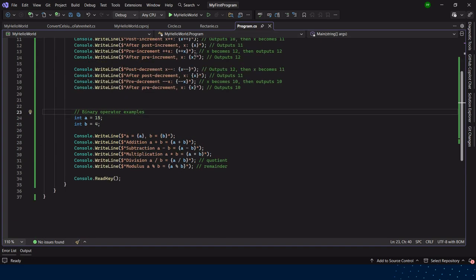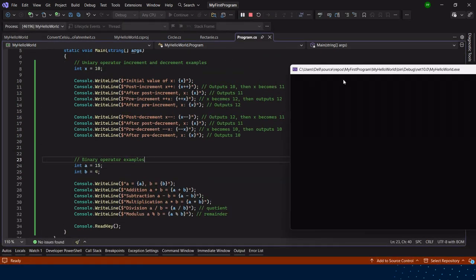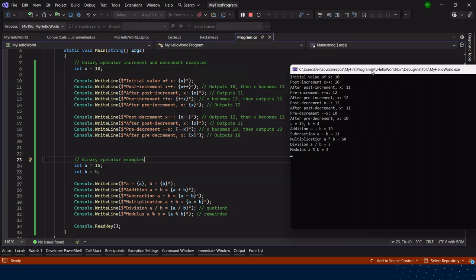Okay, let's run and look at the result, how it works. Yes, so here you can see these are the results. These are for the increment and decrement for unary operators, and these are for the binary operators.